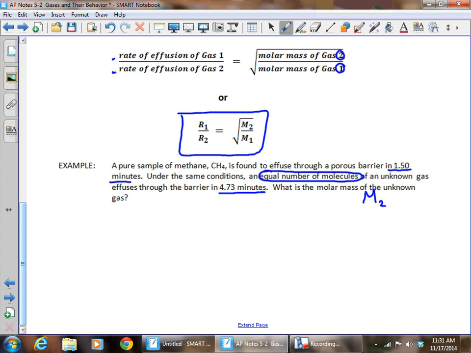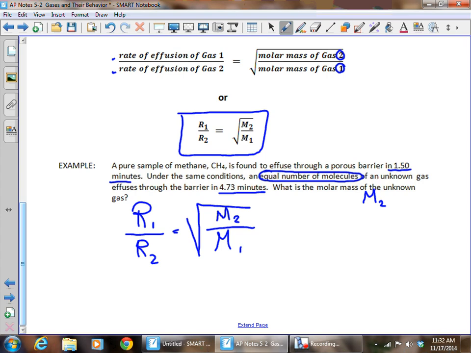We've got to be careful. The first thing we want to do is just to slap 1.5 over 4.73 into this equation, because once again, R1 over R2 is going to be equal to the square root of M2, molar mass 2, over molar mass 1. But those are not rate values. Those are minute time values. Time and rate are not the same thing.